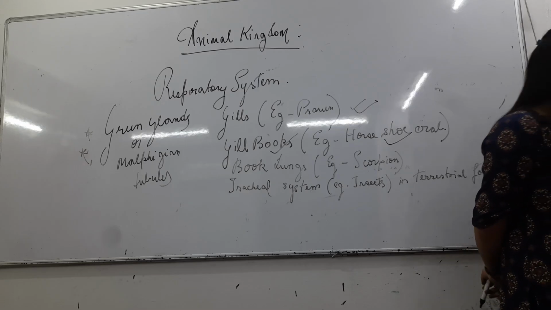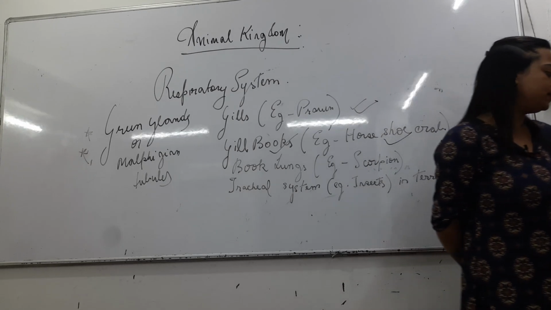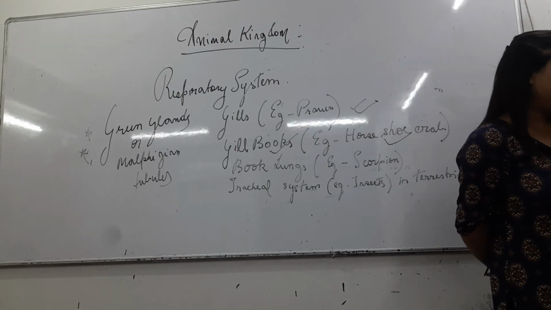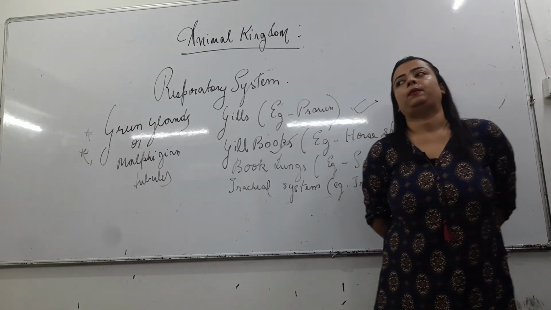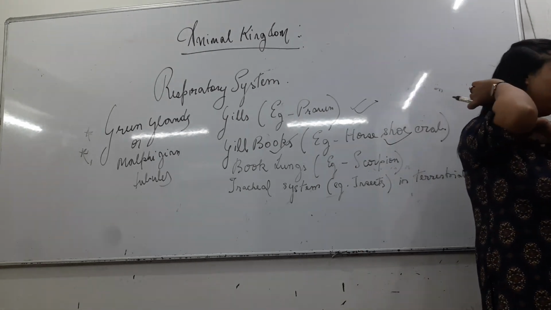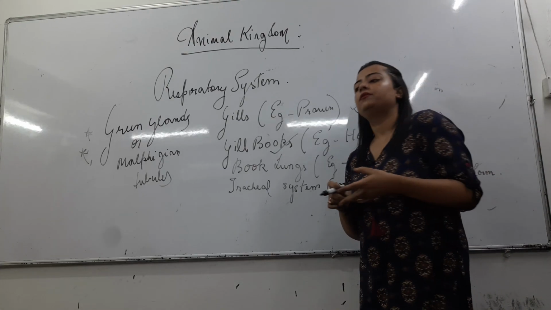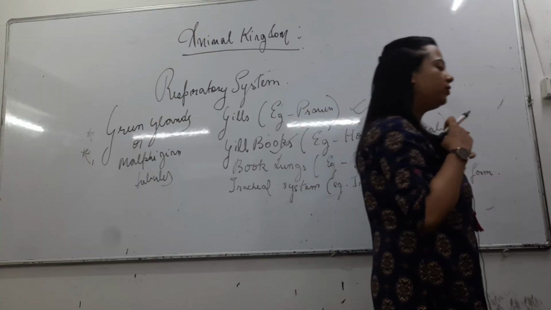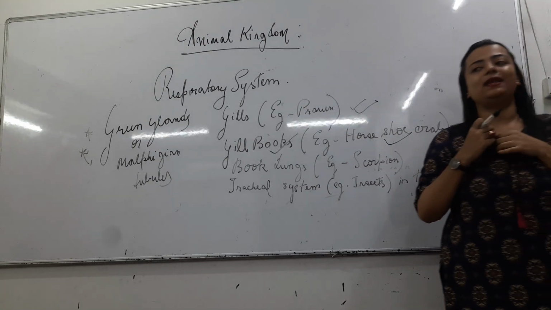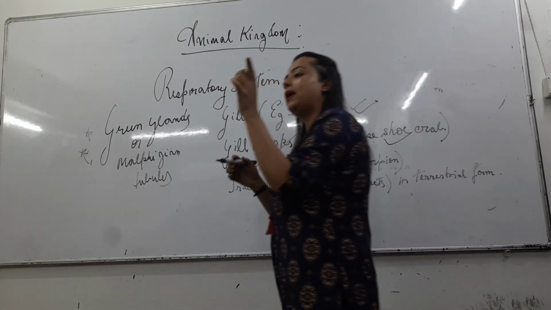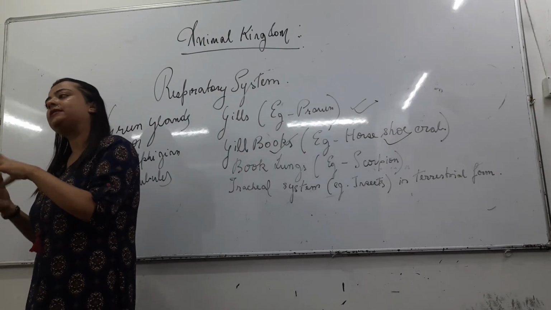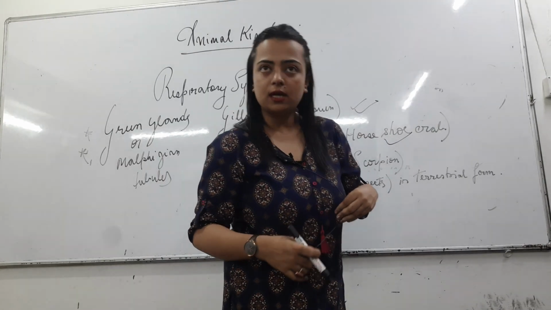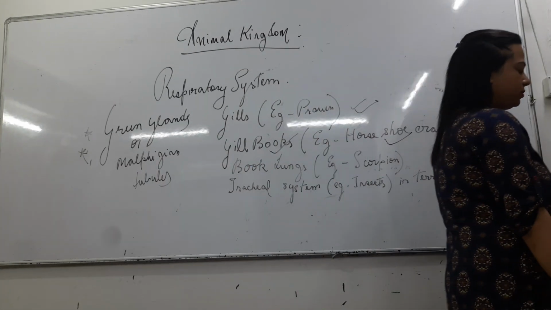They are mostly dioecious. Fertilization is external in aquatic arthropods, meaning it happens outside the body, and internal in land arthropods. In aquatic arthropods fertilization is external, outside the body, but in terrestrial ones it is internal.